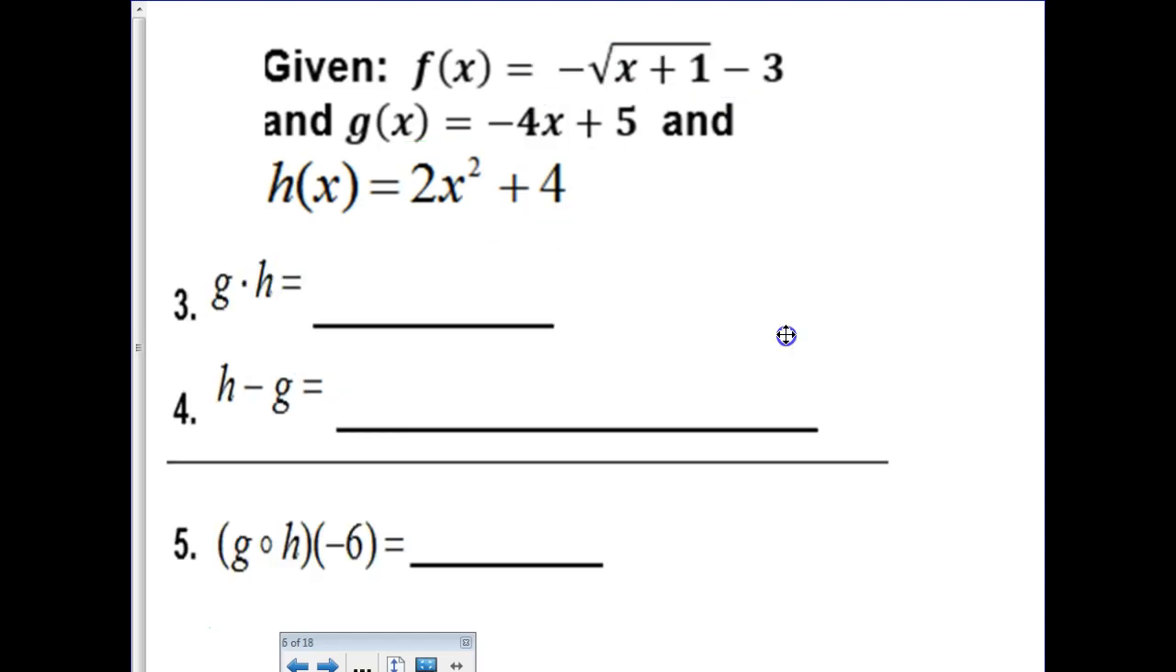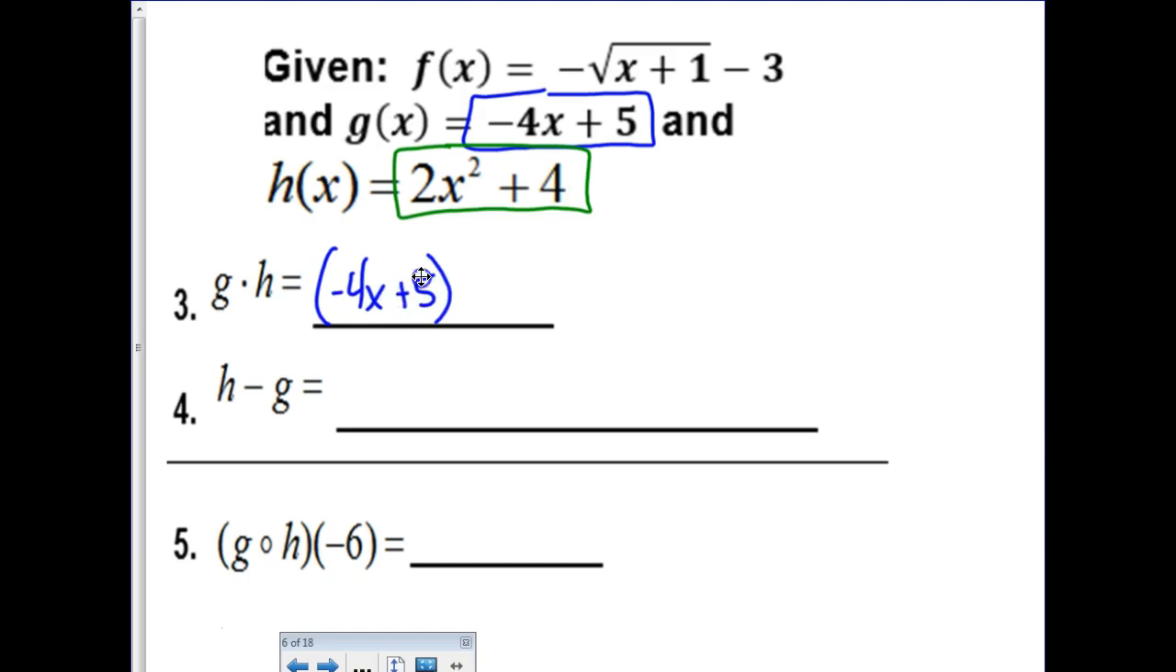All right, number 3, g times h. So here's g, and here's h, and you guys are supposed to multiply them together. So you're not going to run into that issue that Algebra 2 kids have. They always forget parentheses, but you guys don't. You're pre-calc. Negative 4x plus 5, that quantity is being multiplied by 2x squared plus 4. Pre-calc, you're better than this, right? We can simplify this answer.